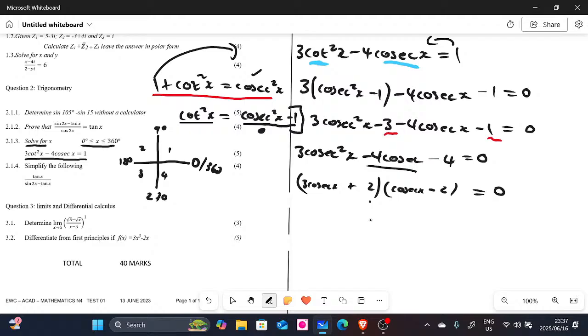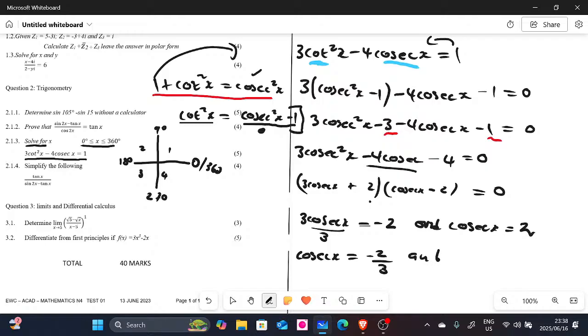Okay, I hope you're fine. So from there you can say the first one here, 3 cosec x is equal to negative 2, and the other one you can write here, cosec x is equal to positive 2. All right, so what we need to do here is to divide by 3 on this one. If you divide by 3, this is going to be cosec x equals negative 2 over 3. This one we don't change anything at the moment, guys. Cosec x is equal to 2.